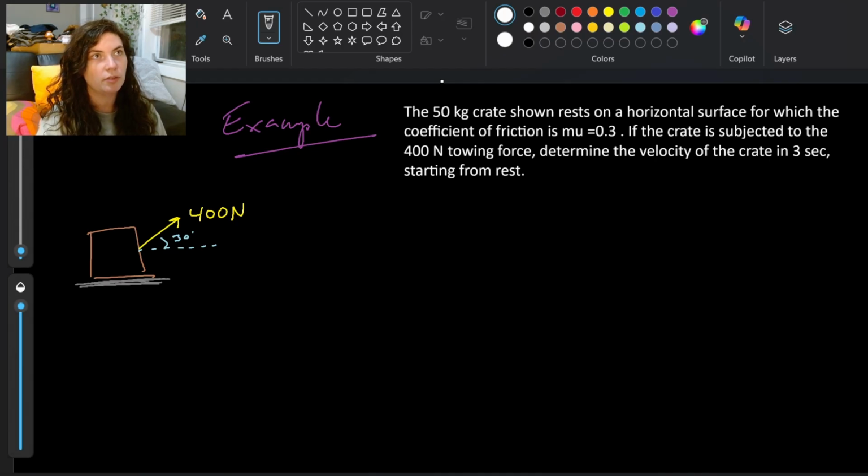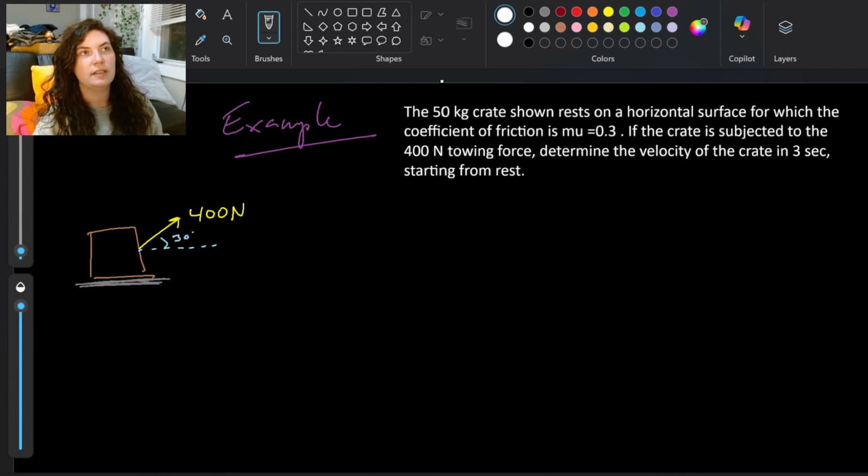In this problem, we've got a 50 kilogram crate as shown, which rests on a horizontal surface for which the coefficient of friction is mu equals 0.3. If the crate is subjected to a 400 Newton towing force, determine the velocity of the crate in 3 seconds if the crate starts from rest.